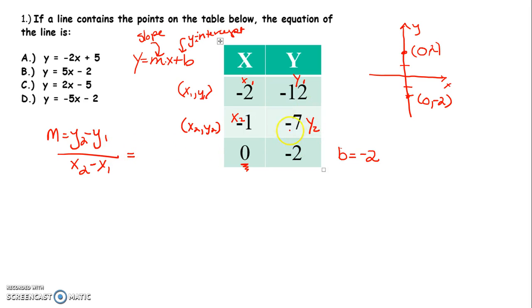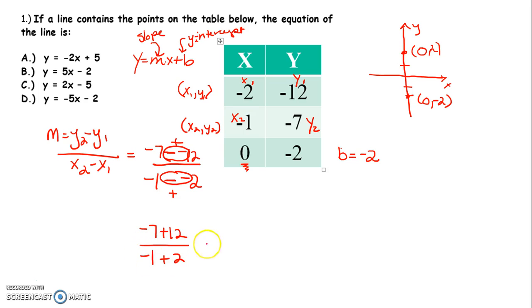I'm just going to substitute into the formula. y2 minus y1. So -7 is y2 minus, because of the formula, and our y1 is -12. Over our x2. Our x2 is -1 minus from our formula, and our x1 is -2. All right. Minus a negative becomes plus. So what I'm really talking about here is -7 plus 12 over -1 plus 2.